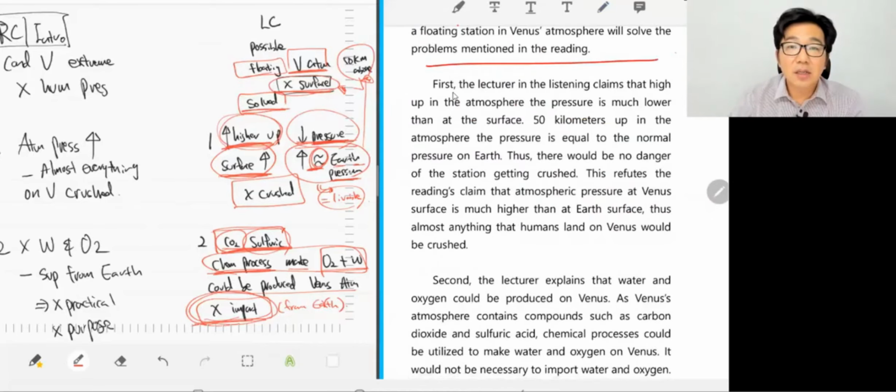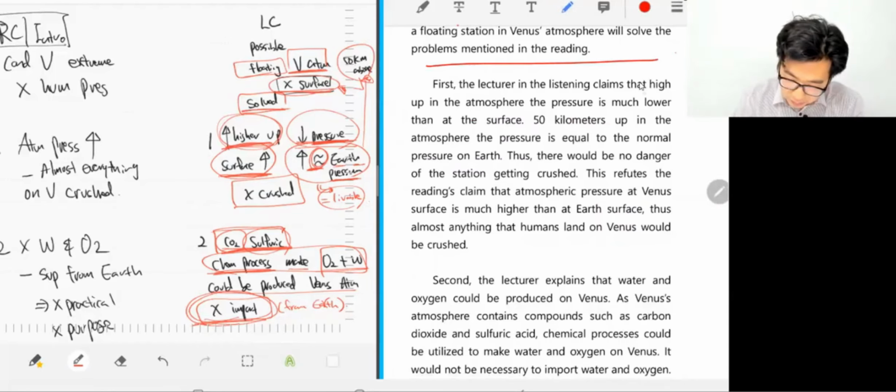First, the lecture in the listening claims that, so could be used as a template, I think, if you want it. High up in the atmosphere, the pressure is much lower than at the surface. Okay? So topic sentence done. Main idea of this paragraph.